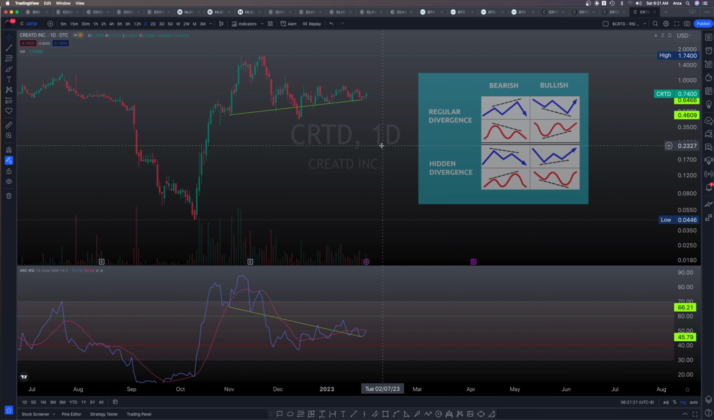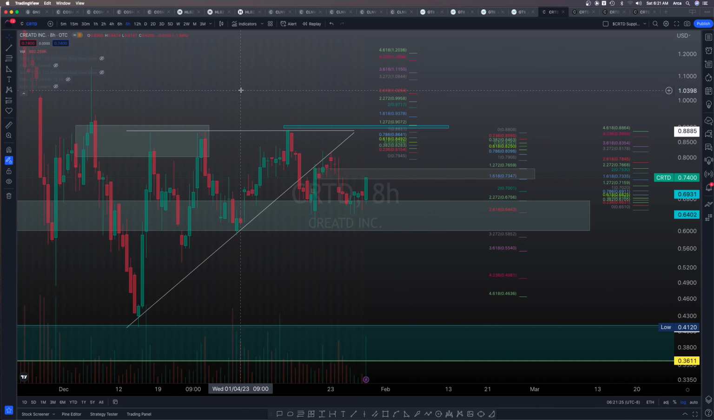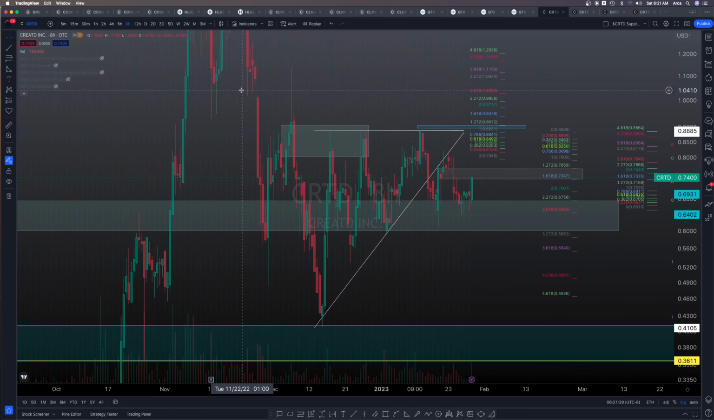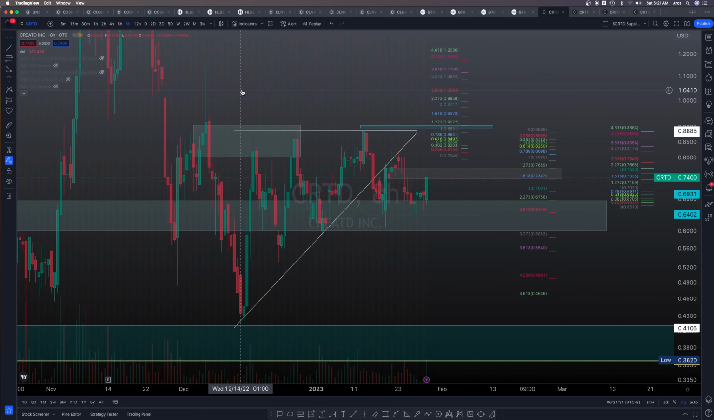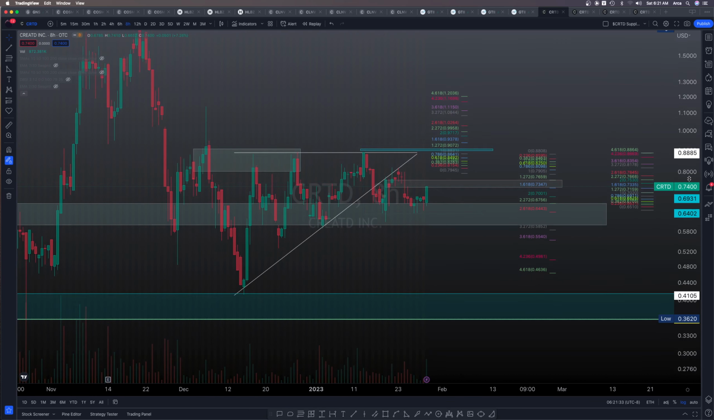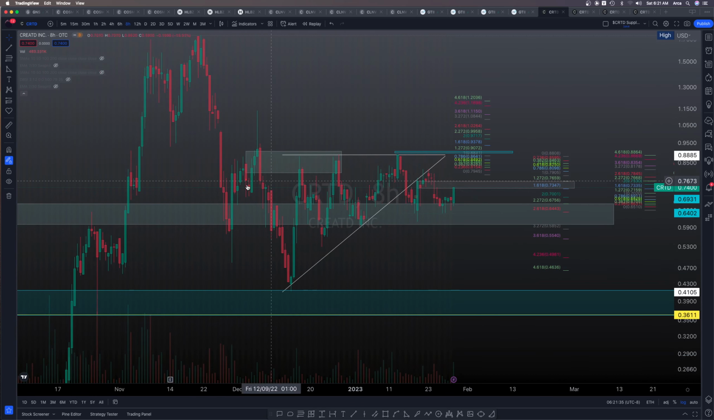Okay, you guys, now let's go ahead and dive right into CRTD. All right, so the first chart we're going to be looking at here is the supply and demand zones that we've been looking at for quite some time. This is essentially that massive ascending triangle or bear flag that we actually were able to look at before the downside, right?